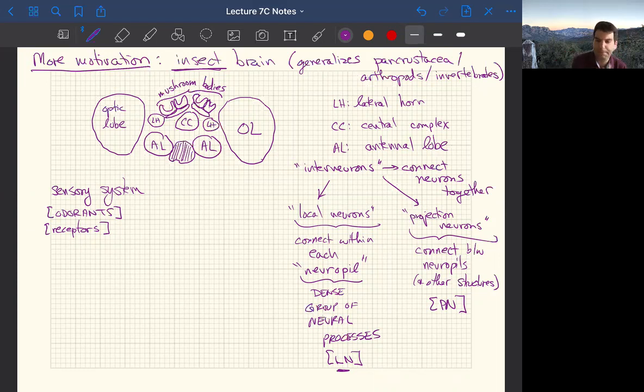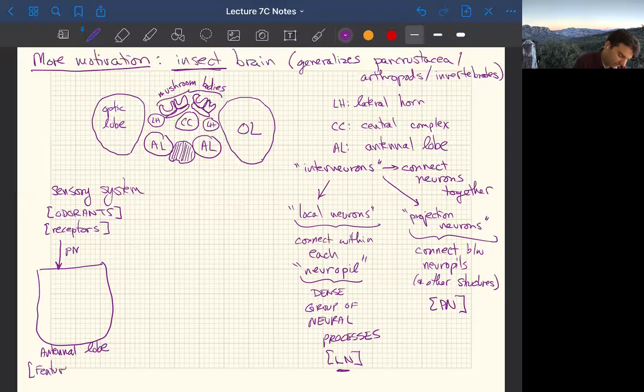So in your sensory system, it's out at the antenna, smelling the physical world. Things bind to receptors and innervate those receptors, and then those neurons project into a feature extractor known as the antennal lobe. There you get these projection neurons that connect to the antennal lobe. You can think of this as feature extraction.